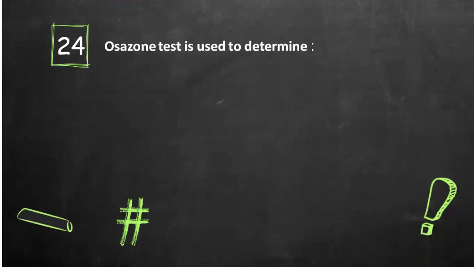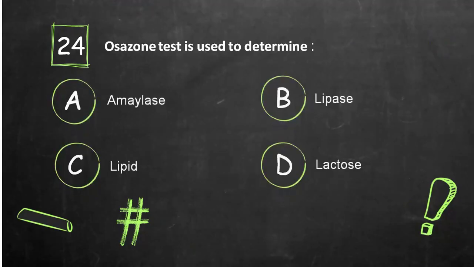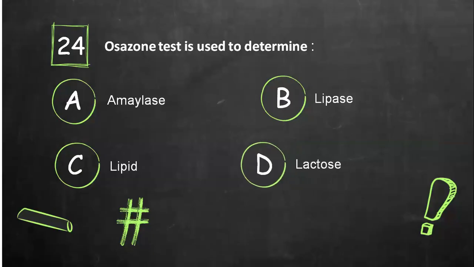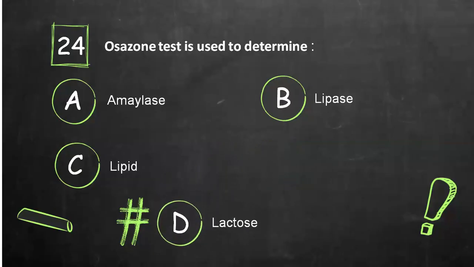Next question, the Benedict's test is used to determine option A, amylase, option B, lipase, option C, lipid, and option D, lactose. So what is the purpose of the test? It is used to detect the reducing sugars. So what is the sugar out of these options? Here the option D is lactose. So the test is used to determine the lactose.